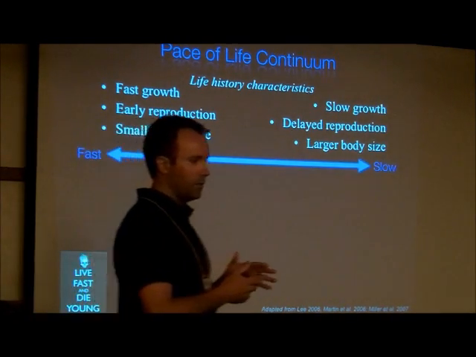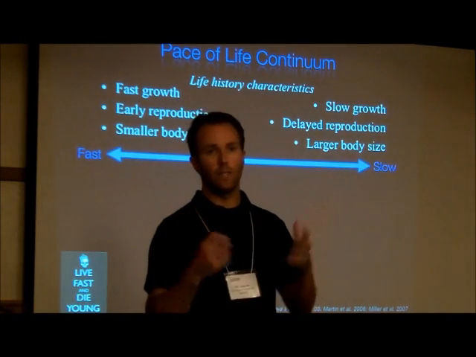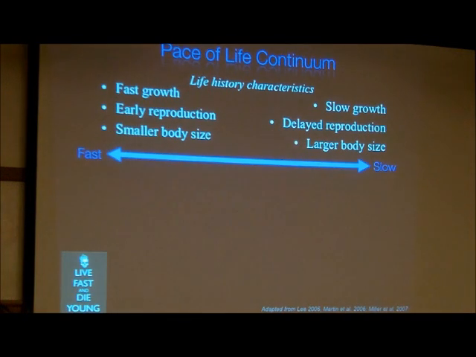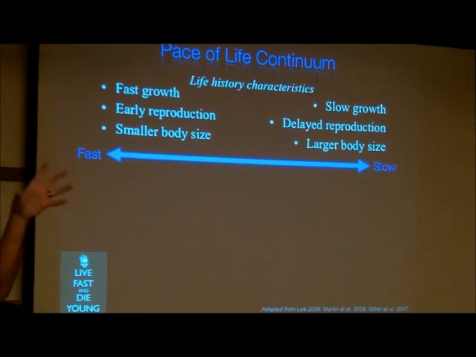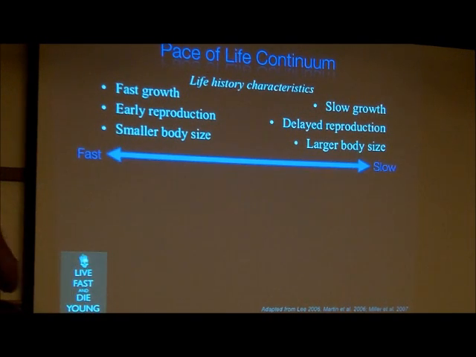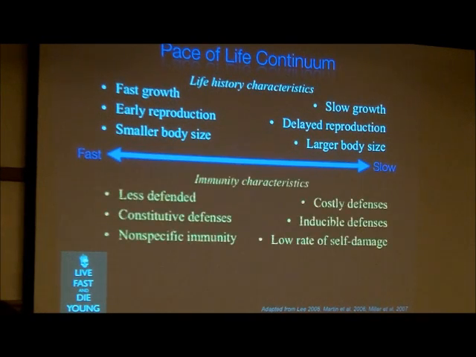and of course we already talked about this in several of the earlier talks, including Felicia's, and one interesting idea is applying this pace of life continuum. And just to recap, the idea is that we can arrange species on this life history axis with fast species on one end. And those are species that grow quickly, they reproduce early, and they tend to have smaller body sizes. And then on the other extreme, we've got slow-growing species that tend to delay reproduction, have larger body sizes, longer lifespans, and so on. And this may also relate to immunity characteristics.